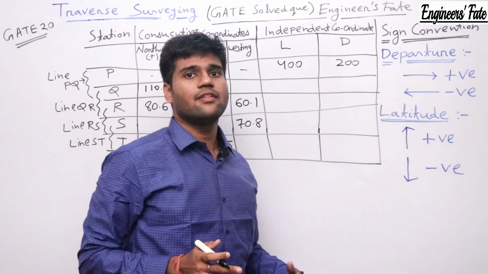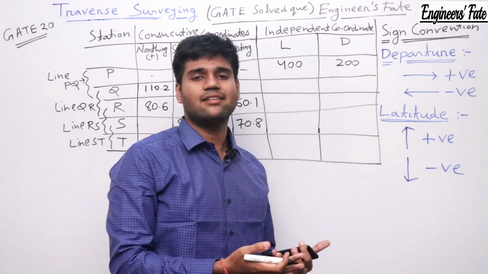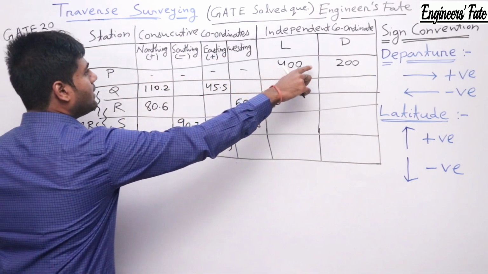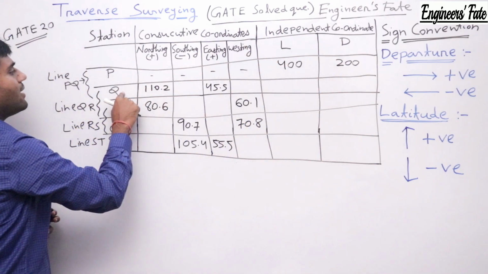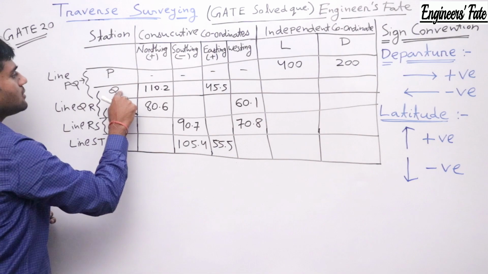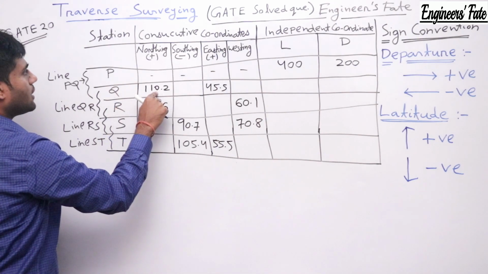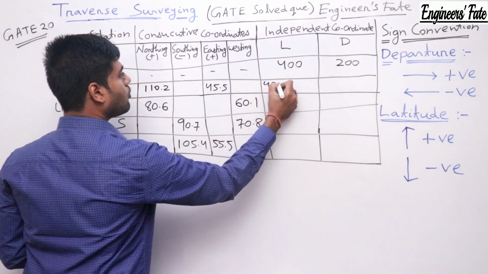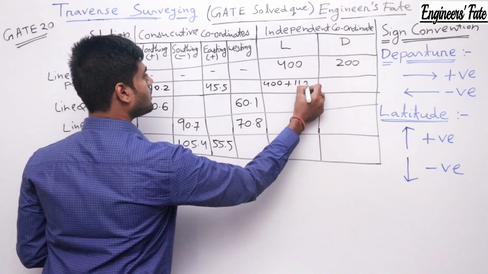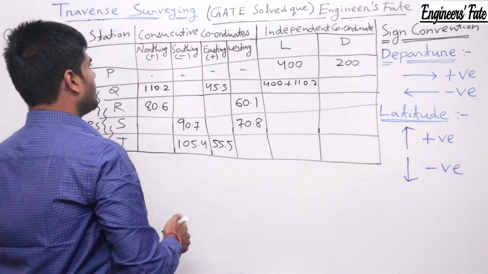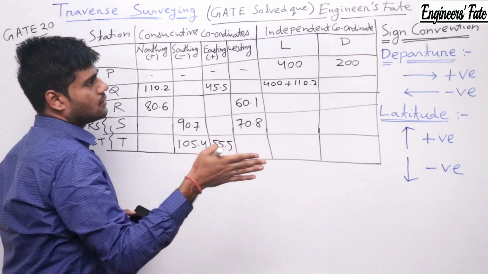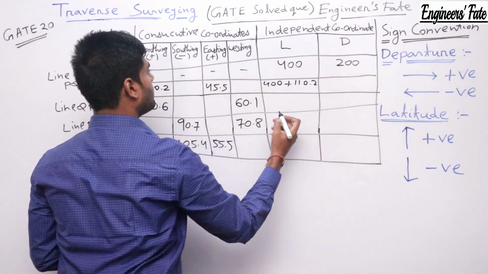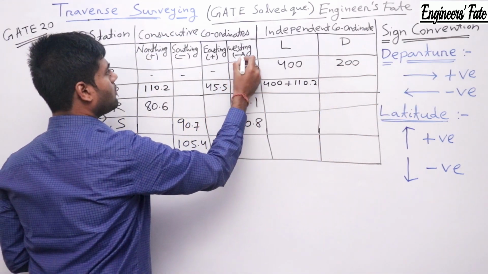That sign convention, the approach as we followed in GATE 6 question and GATE 15 question. So station P coordinate is given. Now we have to find the independent coordinate of this station Q. So what is given? Northing. Northing means what? Positive, I am going above. So what will be this value? 400 plus 110.2. Then easting. Easting means what? Moving right, means the value will be positive. So easting value is positive, westing value is negative.